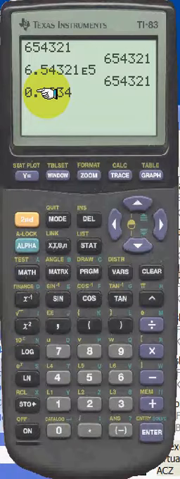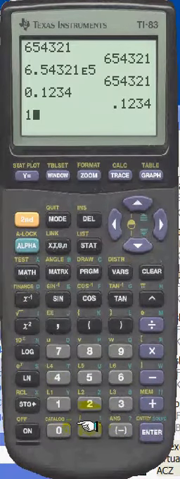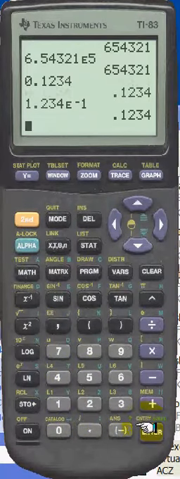All right, let's write that in scientific notation now. 1.234. I hit my second key here, and where's my double E? Right here, and I'd say negative 1. I hit enter here, and you'll see that they're equivalent. Okay, let's try something different here.